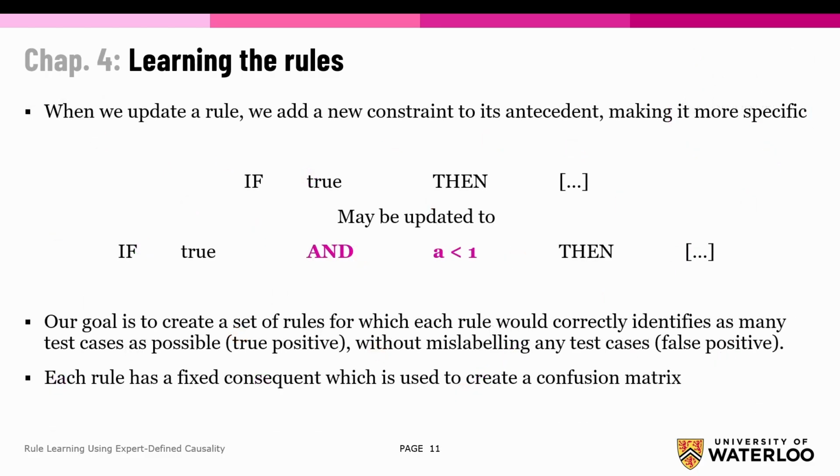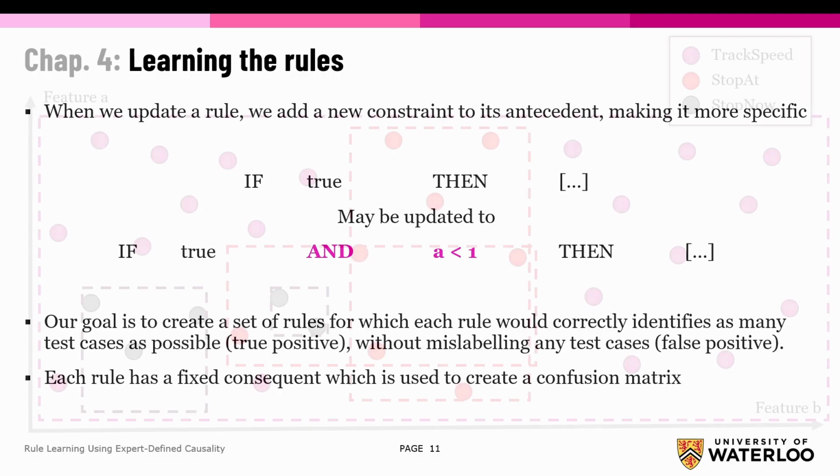So in our rule learning procedure, we start with the most generic rule possible, which is if true, then a consequent. And when we update a rule, we can only add constraints to the antecedent of a rule, making it more specific. The consequent is never going to change. So it's a classic machine learning problem here. Our goal is to create a set of rules for which each rule could correctly identify as many test cases as possible, true positives, without mislabeling any test cases, false positives. You do that with confusion matrices, etc. I'm not going to go over this, but the details are in the thesis.